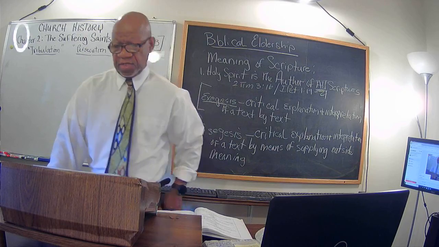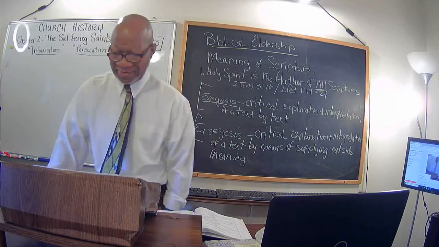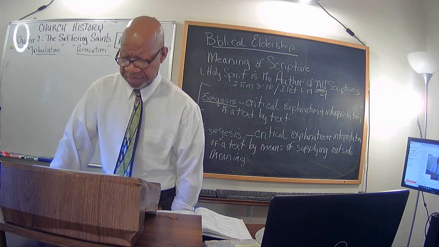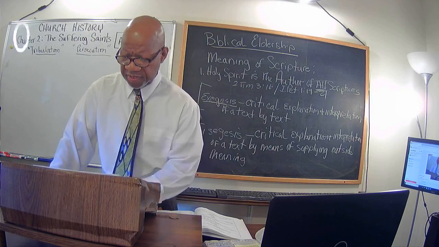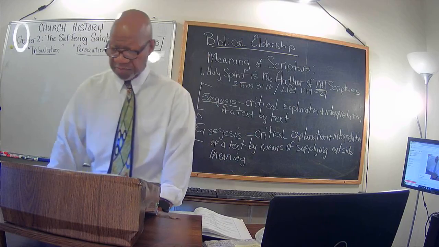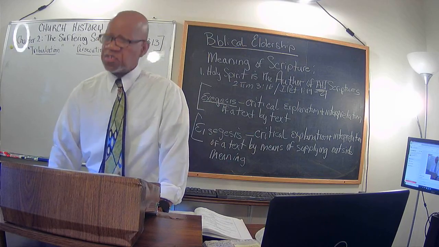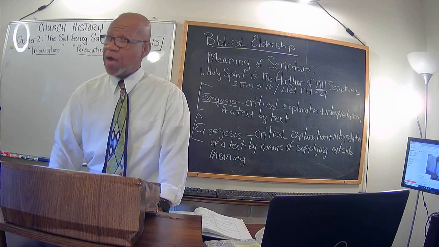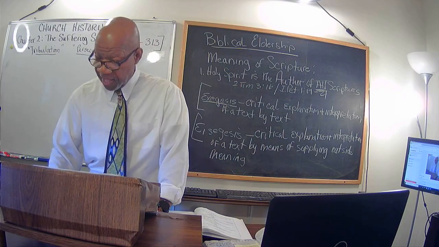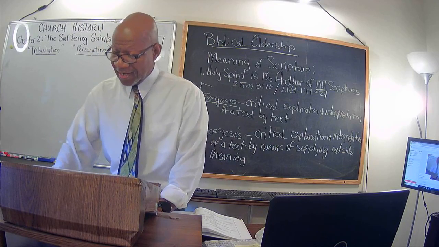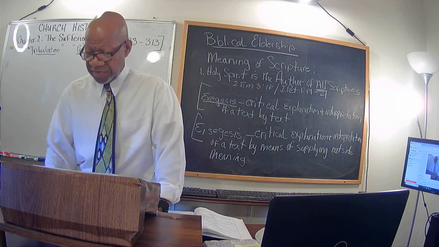Now, the first guy I mentioned, his name was Ignatius. Ignatius lived from AD 67 to 107. About AD 107, Ignatius was arrested by the Roman authorities because of his Christian profession and was sent to Rome to be executed by being thrown to the wild beasts. The emperor at that time was Trajan, AD 98 to AD 117.